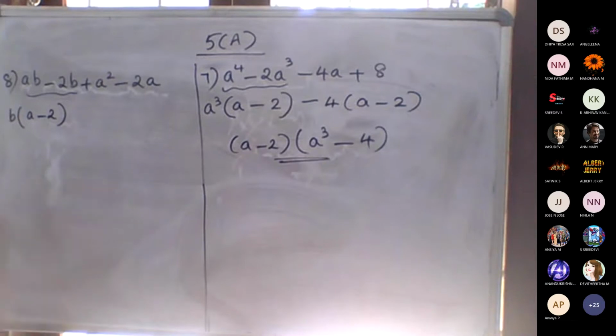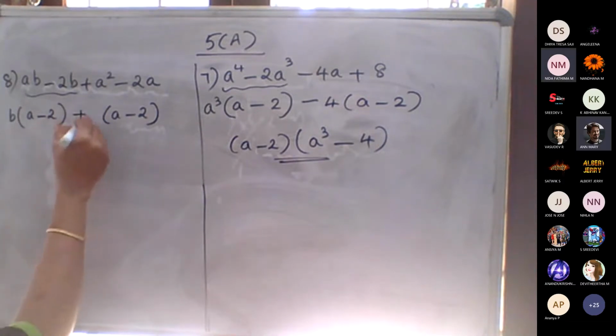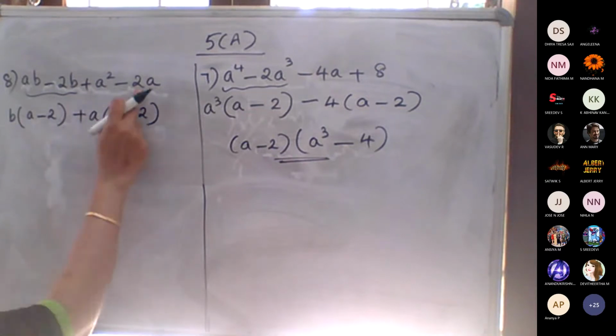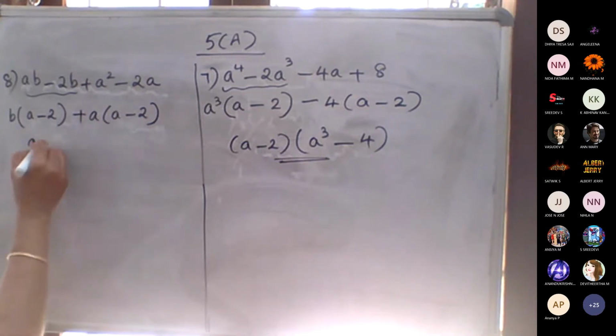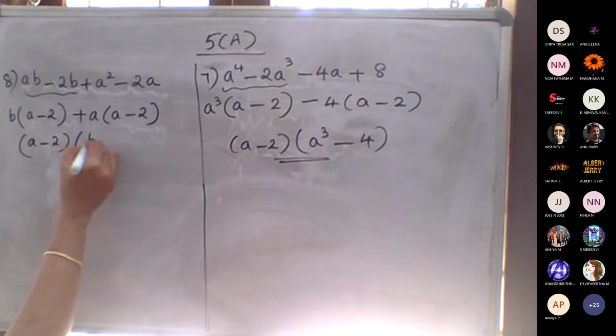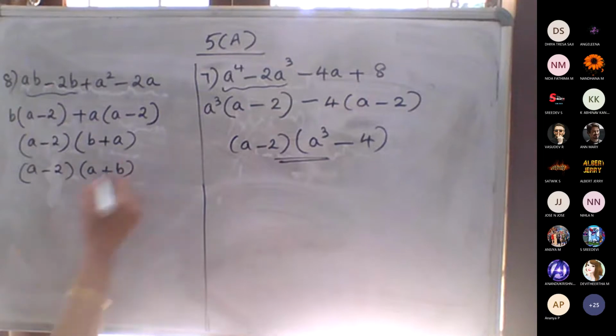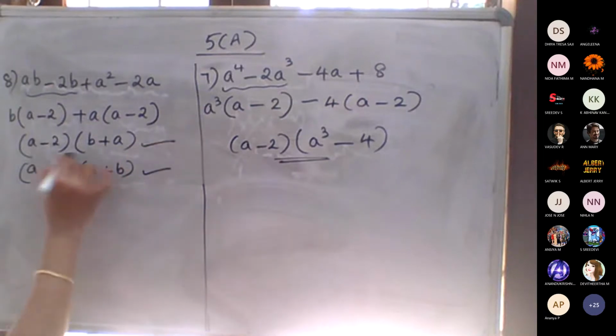Okay, so if we take the same a minus 2 here, will it be correct or not? Check it. If we take that a minus 2, what do I have to write as common? a plus b. a into a square plus a into 2 is minus 2a. So (a minus 2) here, then (b plus a). Or you can write b plus a as a plus b. So either this or this, both answers are correct.